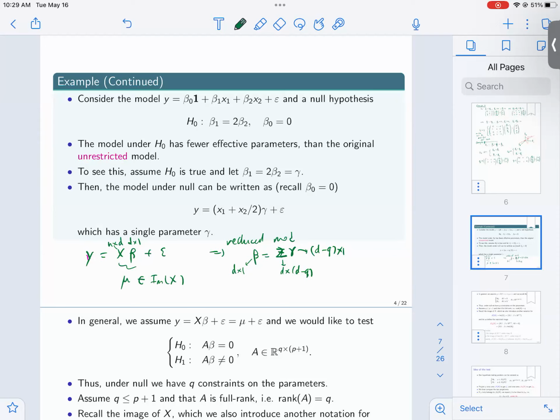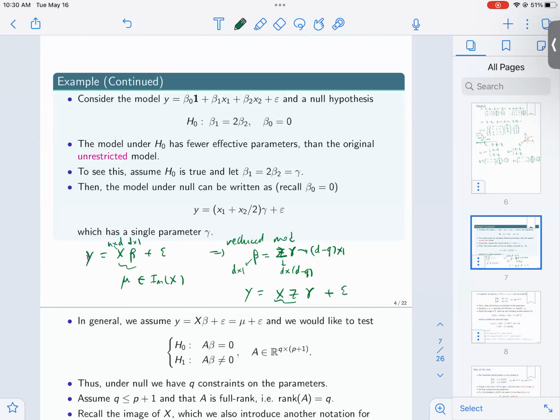This is not the degrees of freedom of the SSE. This is just the degrees of freedom in the parameter. The parameter used to be free in all the D directions. I put Q constraints on it. Now I have D minus Q degrees of freedom left. And so this is going to be reflected here. And because I have Z gamma, it would be D times D minus Q. If I plug it into this regression, I get X Z gamma. That would be my reduced model.